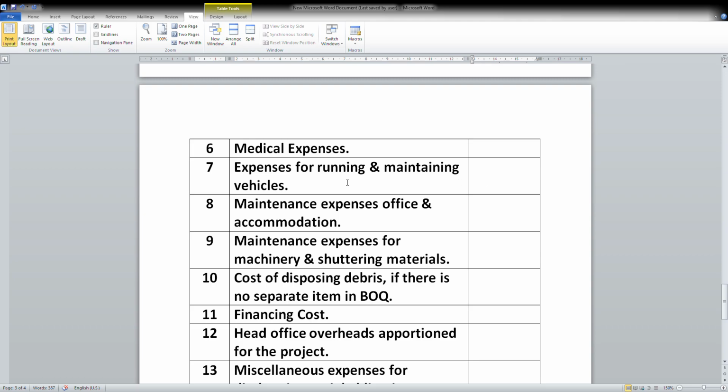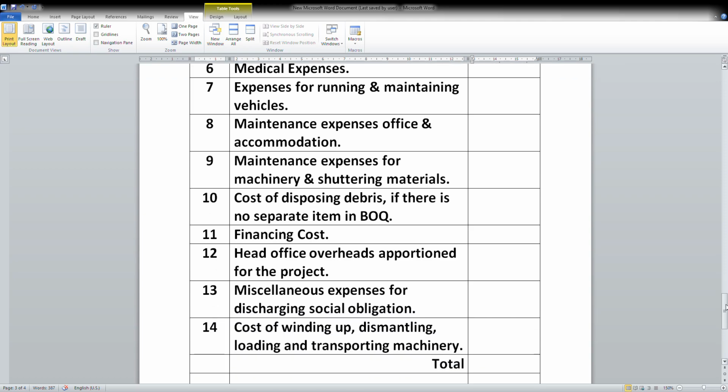Tools, plant, and machinery maintenance can be considered here. Maintenance expenses for office and accommodation, where both site offices and accommodation are provided, and maintenance expenses for machinery and shuttering materials have to be captured. Cost of disposing debris. If there is no separate item in the BOQ, there will be a lot of debris, and the disposal will have some cost. That has to be considered and taken here.